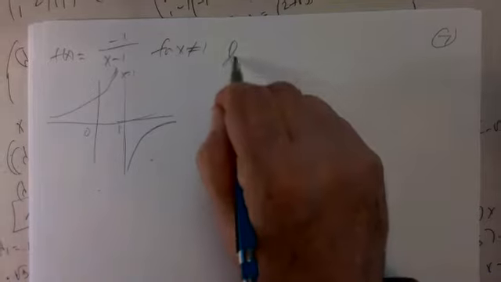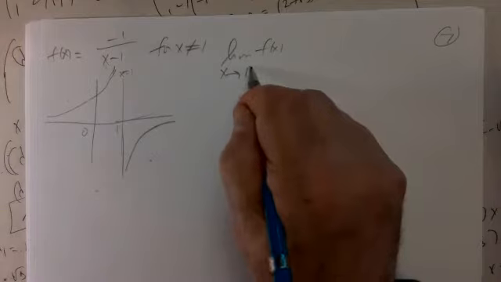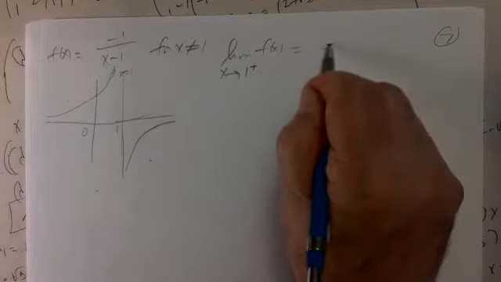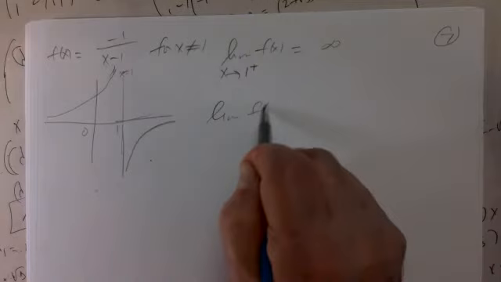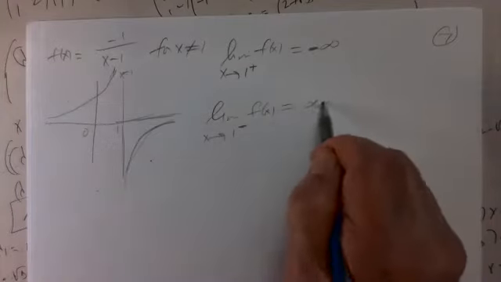So for this function, we say the limit of f of x as x goes to 1 from the right is minus infinity. And the limit of f of x as x goes to 1 from the left, sorry, this is plus infinity. As you approach 1 from the right, the function is going to minus infinity. As you approach 1 from the left, you're going to plus infinity. So those are infinite one-sided limits.